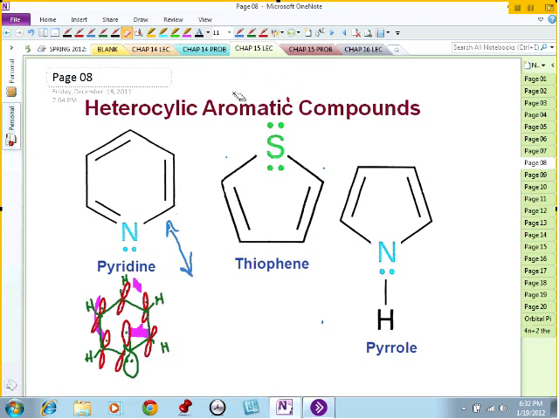Okay, so those are examples of aromatic molecules. In other words, what you see here is that aromatic molecules do not always mean benzene.